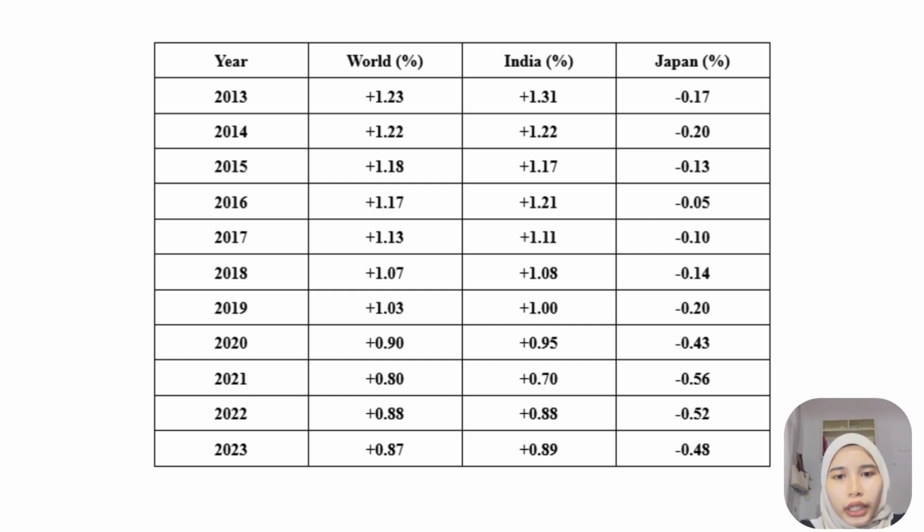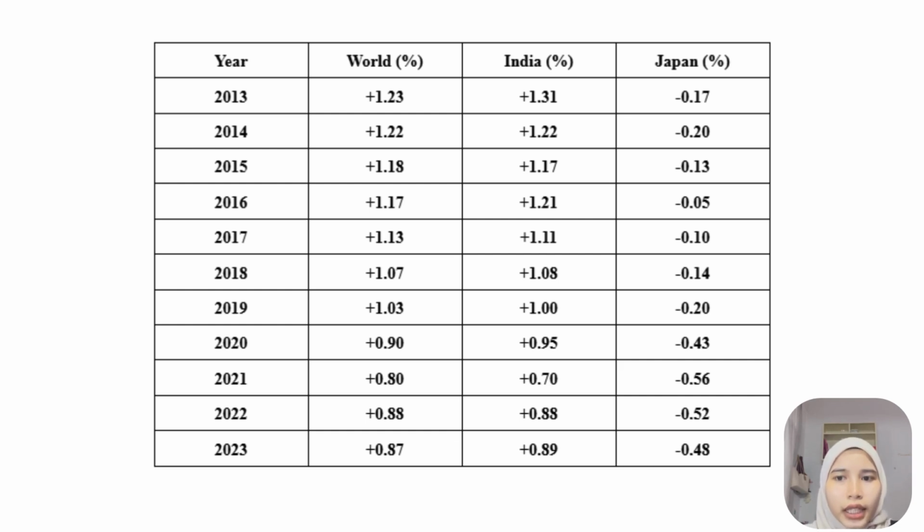In contrast, Japan has experienced a negative population growth rate throughout the decade. Starting at around negative 0.2% in 2013, it declined to approximately negative 0.3% in 2023. The negative growth rate highlights Japan's demographic challenge, including an aging population and low birth rates.